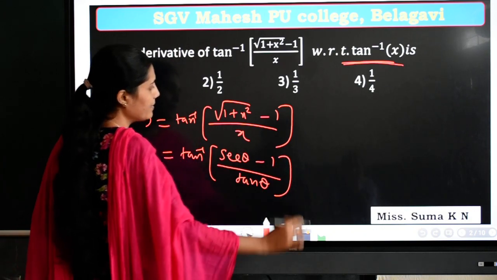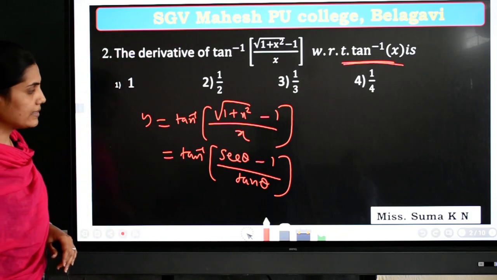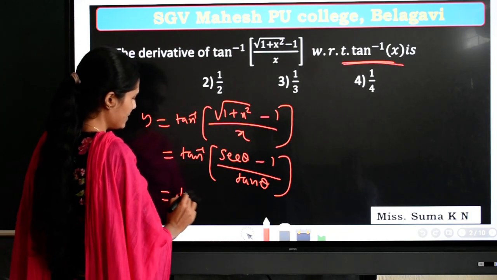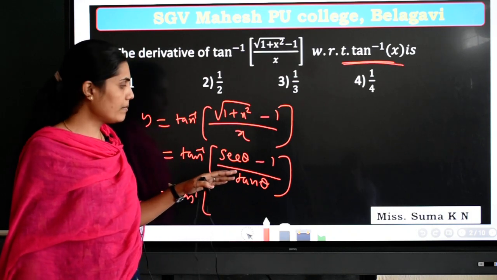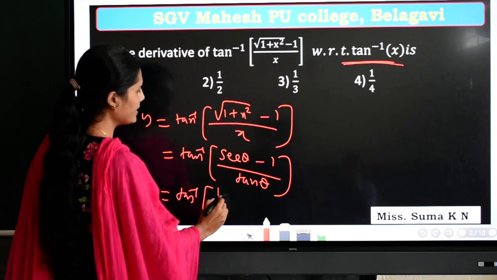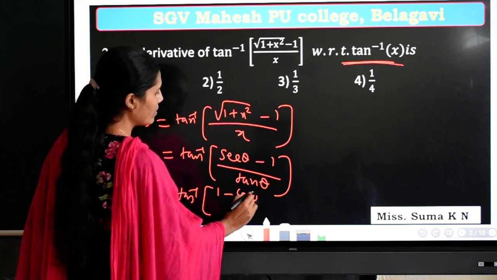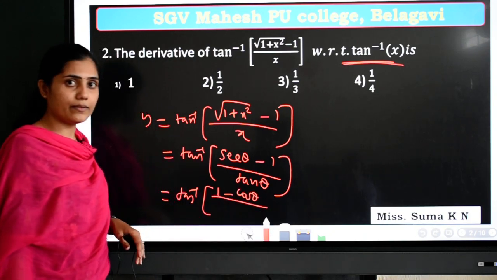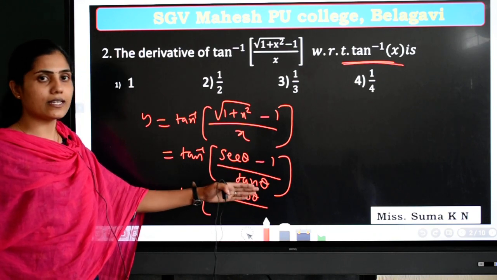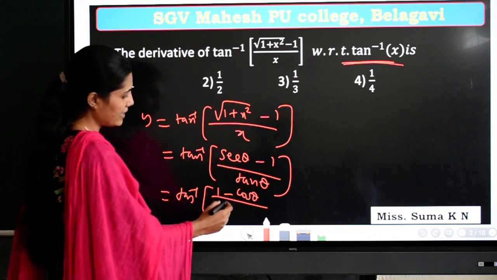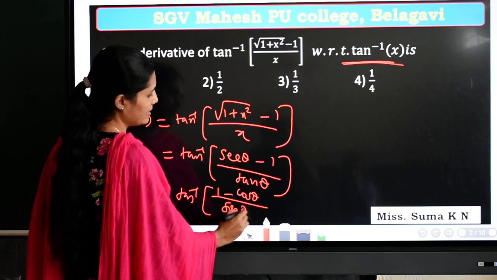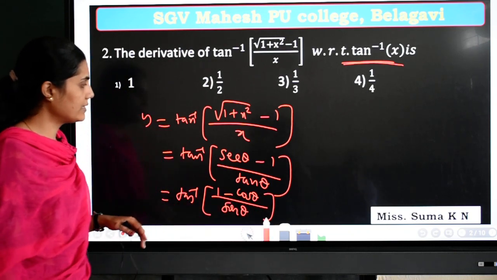Okay, in the substitution we have taken x as tan theta. By taking this, tan inverse of sec theta minus 1 over tan theta: sec theta is 1 by cos theta, and 1 by cos theta minus 1, by taking LCM, is 1 minus cos theta divided by cos theta. Again here tan theta is sin theta by cos theta, so in the denominator cos theta gets cancelled. What remains here is sin theta. Some steps I am going to take directly.